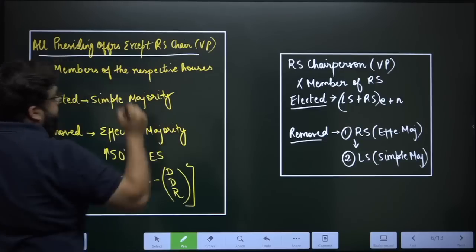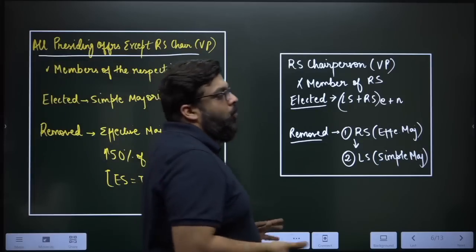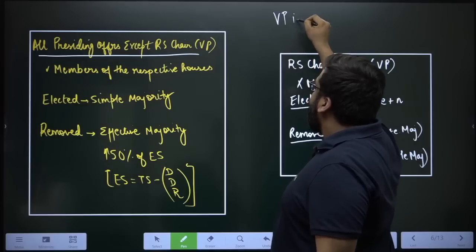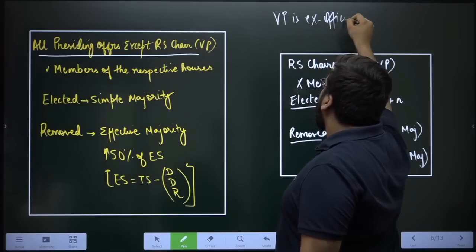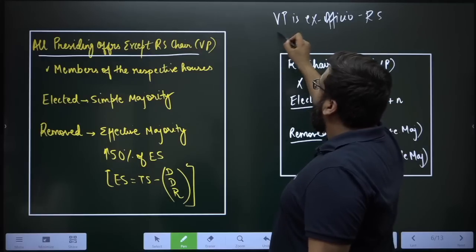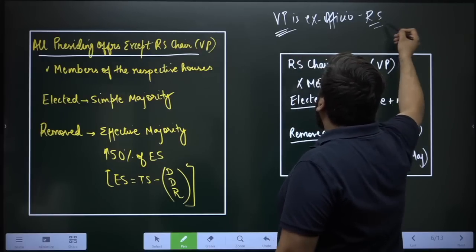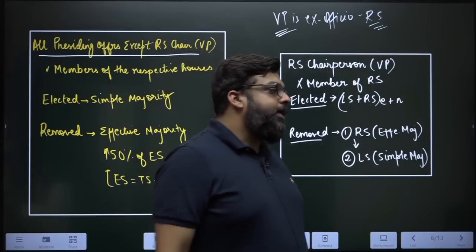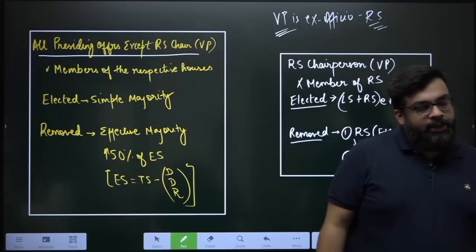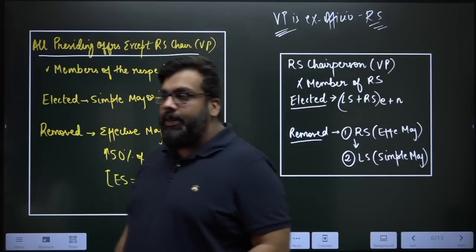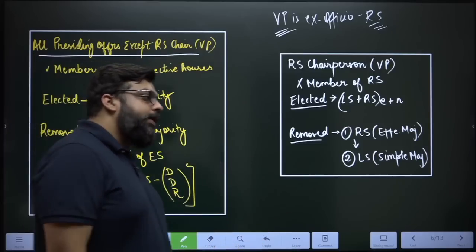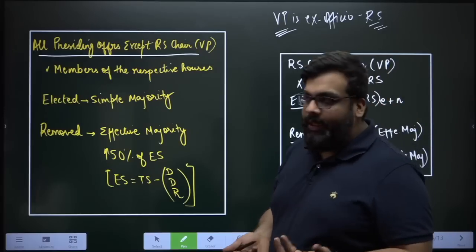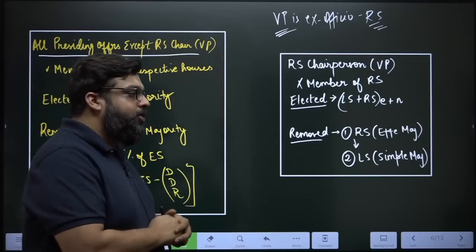All presiding officers, except the chairperson of the Rajya Sabha, who is the Vice President of India. Now let's understand this. The Vice President of India is the ex officio chairperson of the Rajya Sabha. Because you're the Vice President, you also happen to be the Rajya Sabha chairperson. It's not the other way around. Because you're the collector of a district, you're also the head of the District Disaster Management Committee. Just because you're the head of the District Disaster Management Committee does not necessarily make you the collector. Otherwise, most of you would aspire to become the head of the District Disaster Management Committee and not the collector, because that would sort of be an easier route to get to, right?